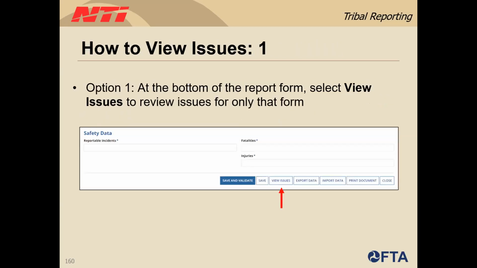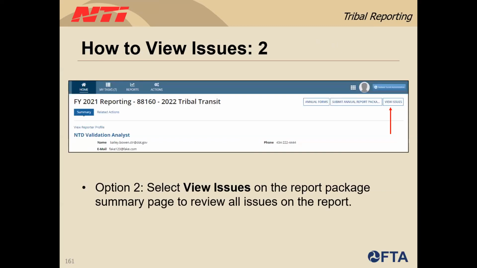There are two ways to view your validation issues. The first way is to open an individual report form, such as the RR20 form shown here, scroll to the bottom of the page, and then click on View Issues to review them. The other way is to review your issues from the report package summary page. You'll select View Issues from the top right-hand corner of your report package summary page, which will open a page that contains all of your validation issues in your report across all forms.